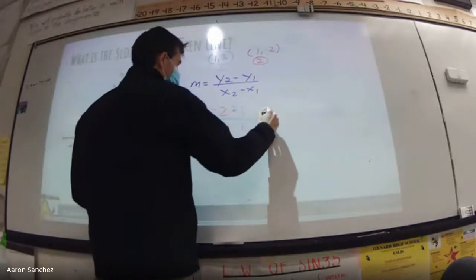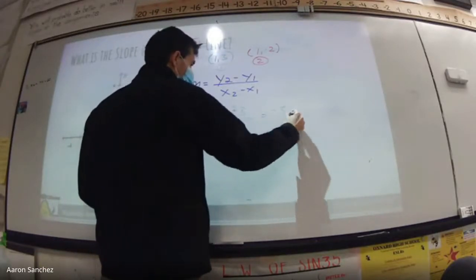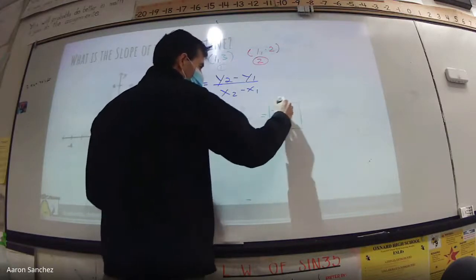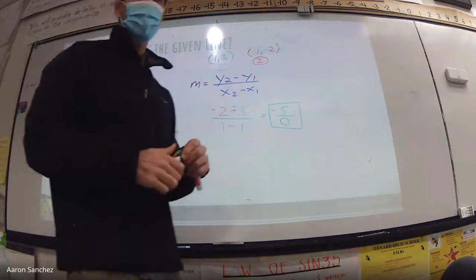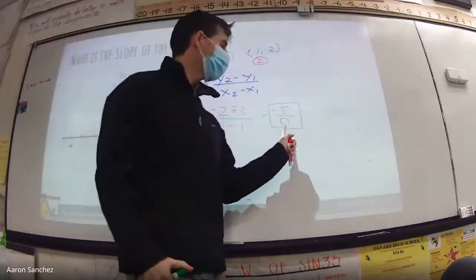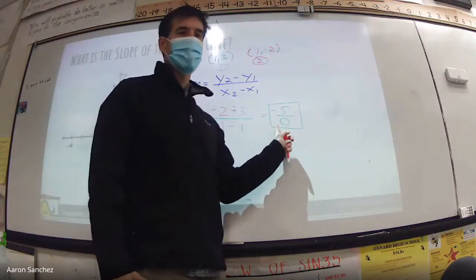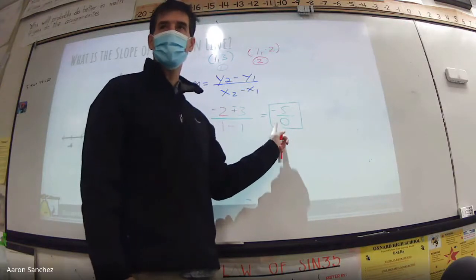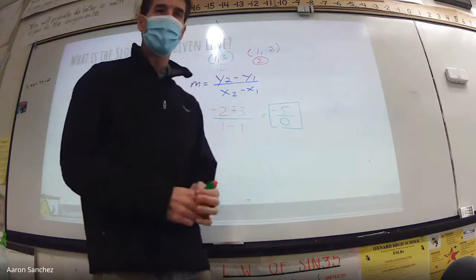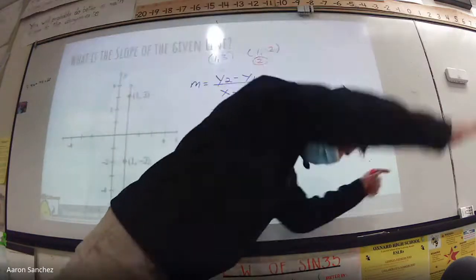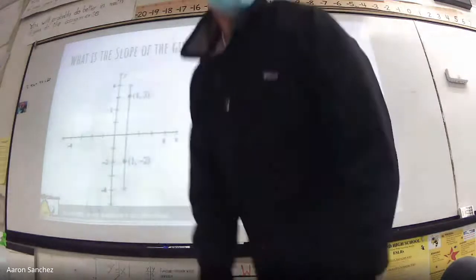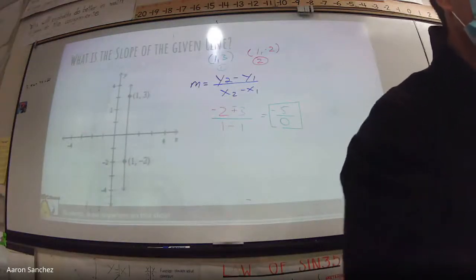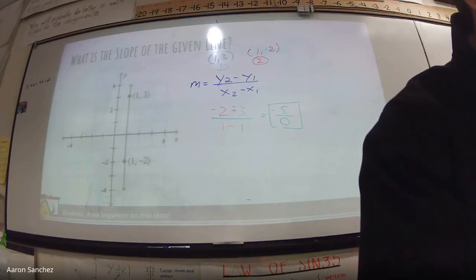-2 minus 3 is -5. 1 minus 1 is 0. That is your answer. If you got that, you cannot divide by 0, which means the slope is undefined. Okay, so make sure you understand that. You can't divide by 0. You're going to have one of those kind of slopes, right? Okay. That's the way it is. Okay. All right, let's look at the next one.